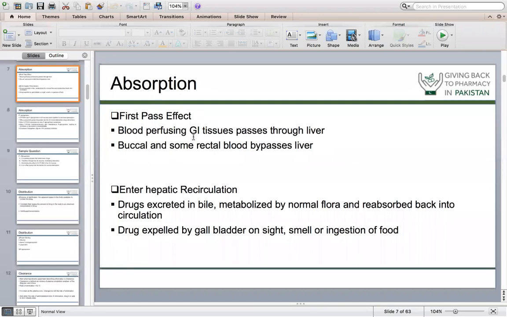So once the drugs are absorbed in the GI lumen and pass through the liver, some drugs get excreted in bile, are metabolized by normal flora in the GI tract, and are reabsorbed into the circulation. So they pass from the GI to the liver, and from the liver again to the GI, and then go to the systemic circulation, which is why it's called enterohepatic recirculation. Certain drugs which undergo this phenomenon are expelled by the gallbladder on sight, smell, or ingestion of food, right?